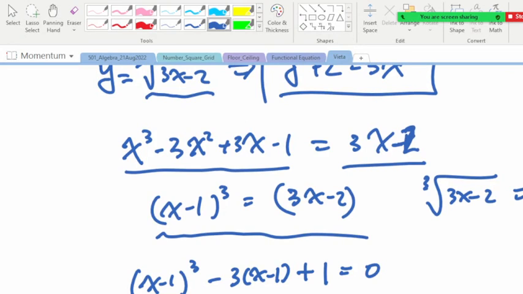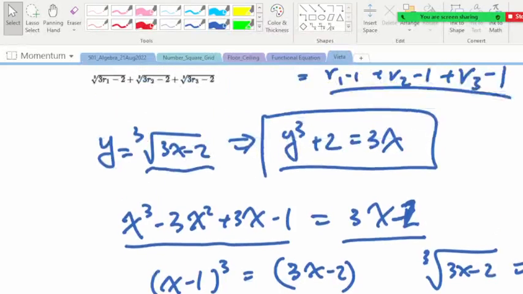Okay, so now we can do the variable replacement. We can replace the x. So we can do the variable replacement. It's a minus 1.